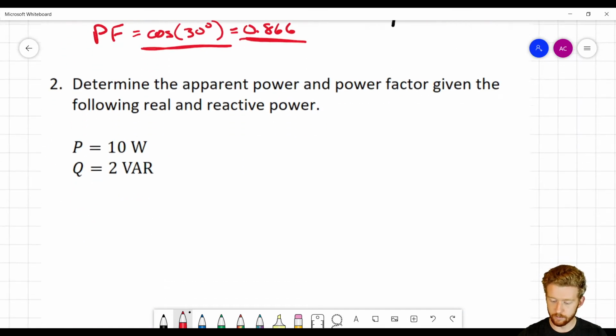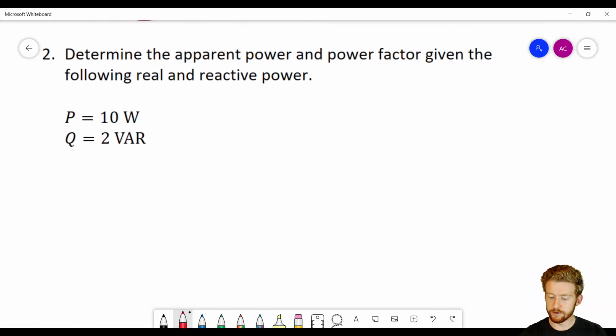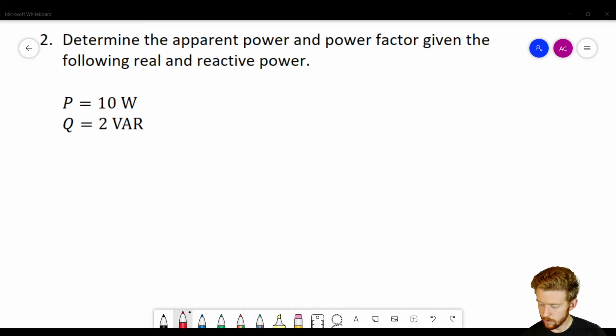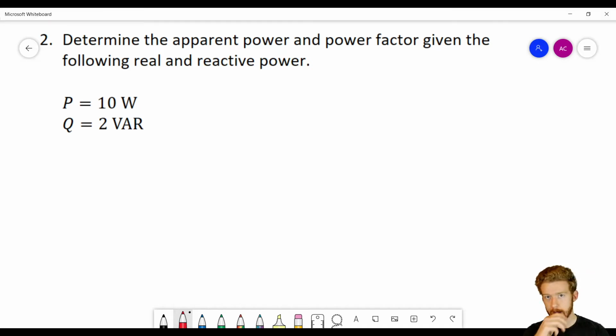Let's move on to the second one. Now we're trying to determine the apparent power and the power factor given the following real and reactive power. In the previous one we were given apparent power and we were asked to find real power and reactive power. In this one we are given the real power and reactive power and we're tasked with finding the apparent power first. So how can we do that?